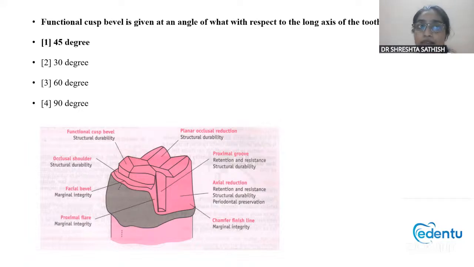Two reasons why it is given. One is for more bulk. Second is because in the functional cusp bevel is where most of the stress is taken. You don't want a sharper point to take up more stress and crack later on. So you give a beveling in that area.